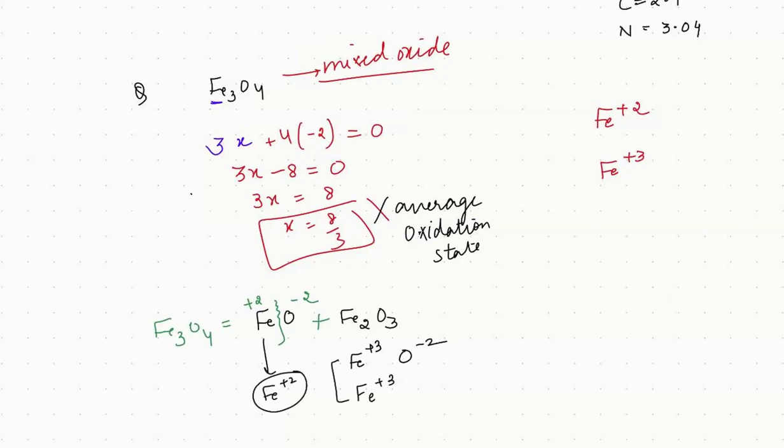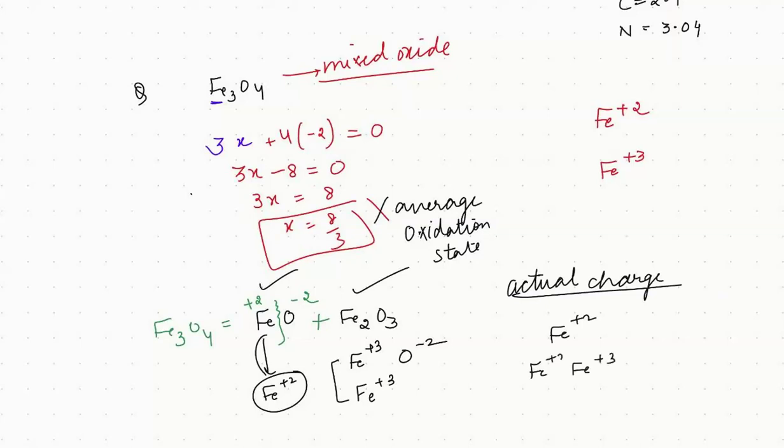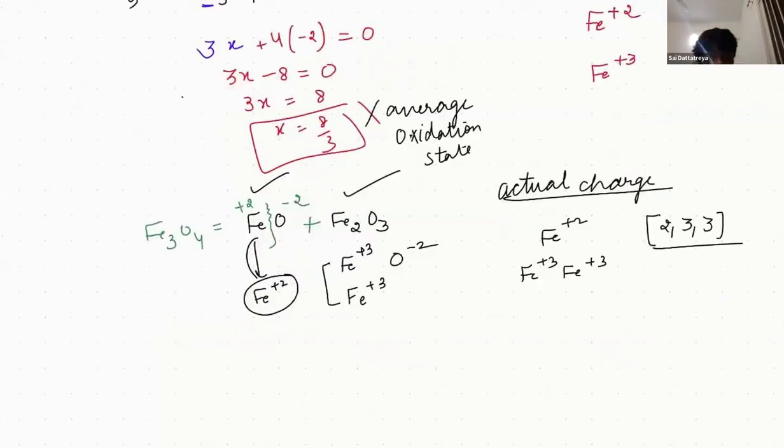So the actual charges, how do you know the actual charges on iron? You say that Fe3O4 is a mixture of FeO and Fe2O3. So 1 iron carries a +2 charge and 2 iron atoms carry a +3 charge. So the correct option would be 2, 3, 3. Do you understand? Yes or no? Yes. Right?